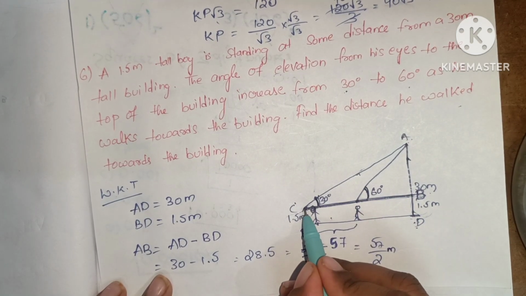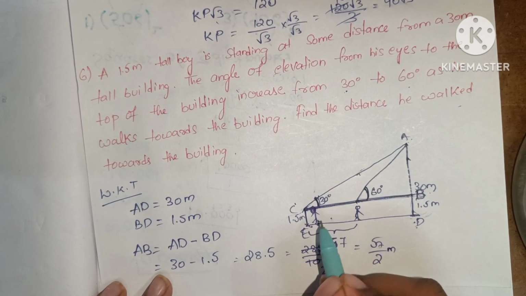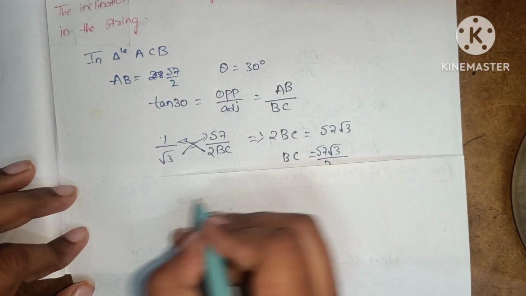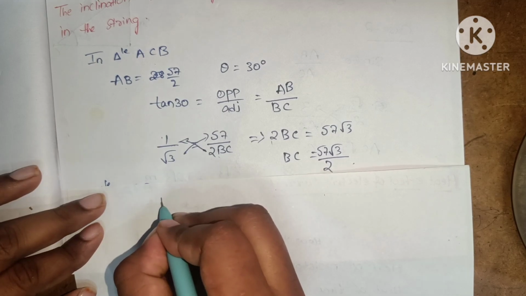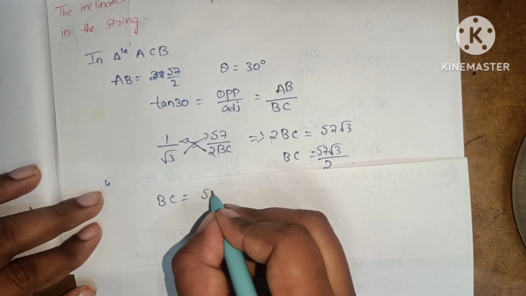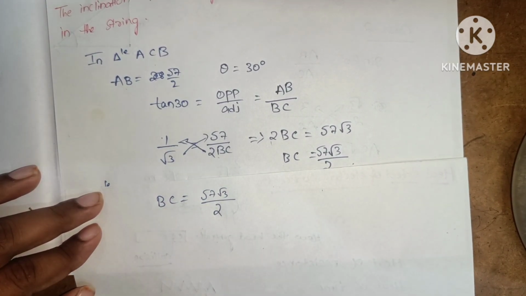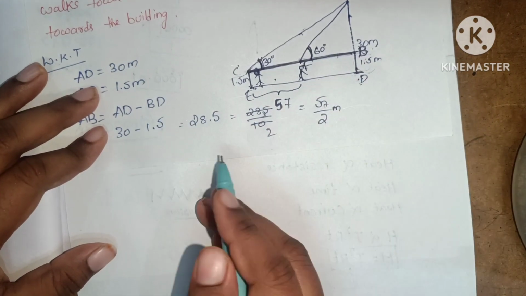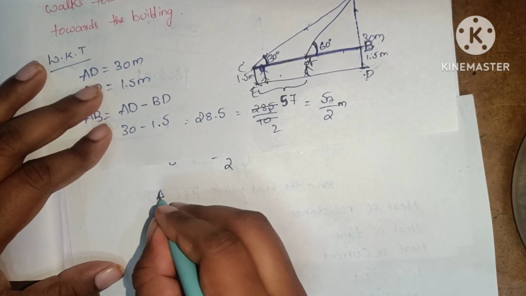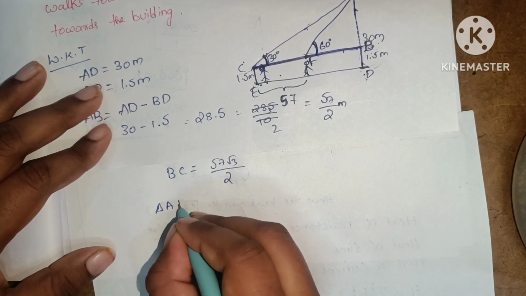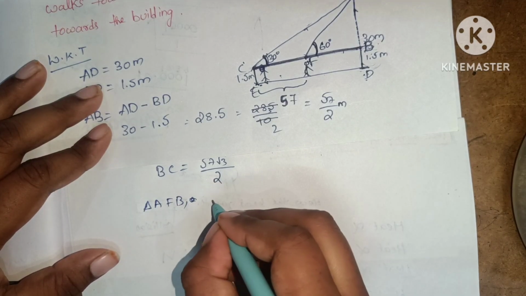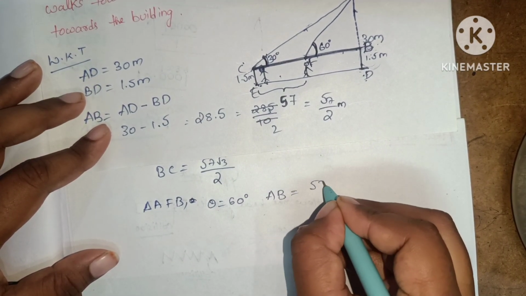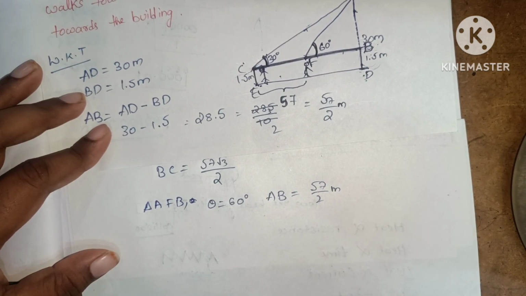Understood? That means how much the person walked from here to here, the distance you can find out like that. So let us take BC. How much did you get here? BC equal to 57 root 3 by 2. Now which triangle do you have to take? Triangle AFB, here angle theta equal to 60 degree. So AB equal to 57 by 2 meters.